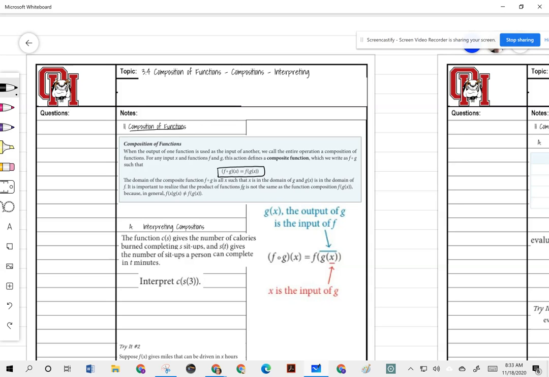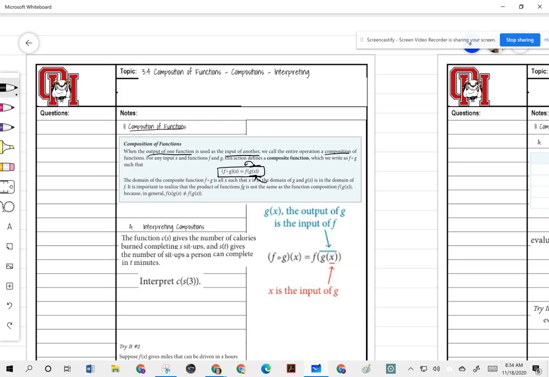And so basically what's happening is you have the output of the inner function. So in this case, according to this notation, g of x would be the inner function. So x is going to be the input of g, and then the output of g of x becomes the input of the other function, in this case, which would be f. All right, so the fact that you're inputting into one function, the answer to that becomes the input to another function. That whole idea is considered a composition of functions.